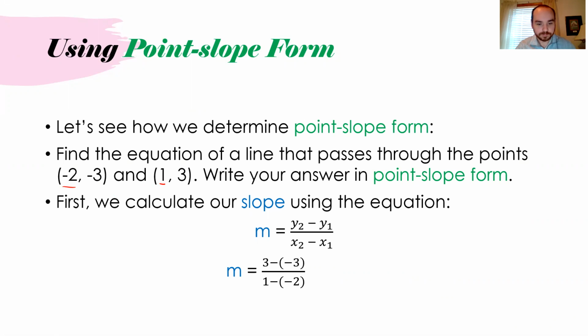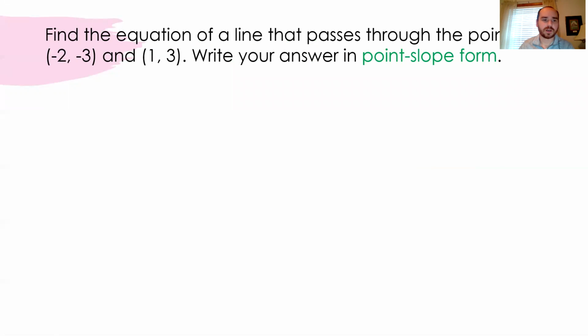But anyway, in this case, we've got 3, which is our y for y2, minus -3, which is our y1, and we've got 1 minus -2, x2 minus x1. That simplifies to 6 over 3, which is equal to 2. So now that we know our slope, here's our problem again. We know our slope is 2, and we want to write it in this form right here. So our 2 is going to go in for m. That's easy.